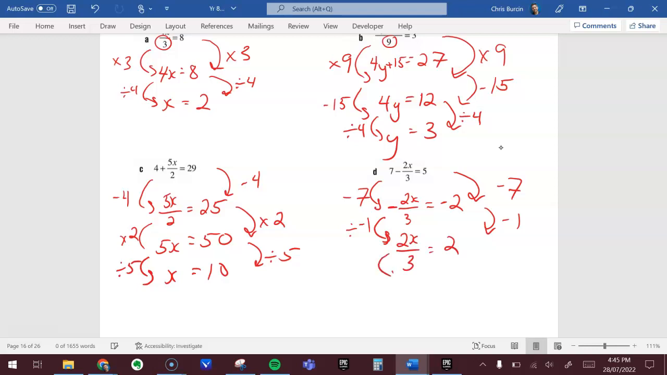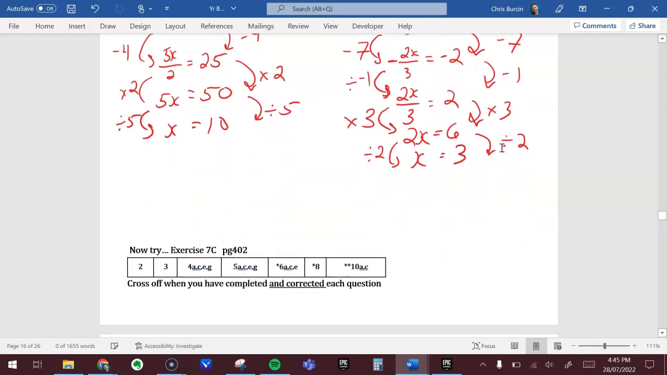And then we want to get rid of that denominator, so we're going to multiply by 3 on both sides, which gives us just plain old 2x. And 3 times 2 is 6. And then when we divide by 2, we get plain old x, divide 6 by 2, and we get plain old 3, x equals 3. There you go.